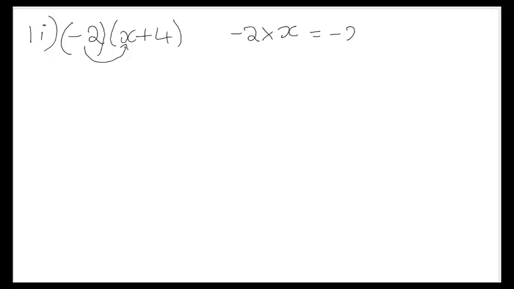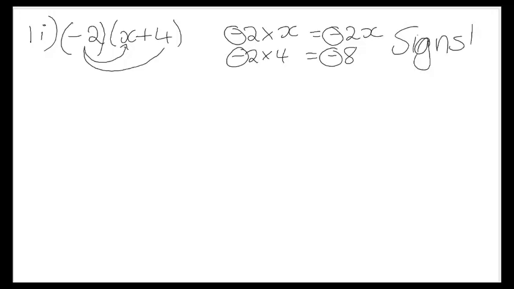Okay, so 1i says negative 2 open bracket x plus 4. So the first thing I do is I'm going to multiply. Remember, I'm multiplying the entire negative 2 times the first one. So in my thinking portion, I'm going to say minus 2 times x equals minus 2x. And then my second one is going to be that minus 2 times 4 equals minus 8. Remember your signs. It is very important that you don't forget your signs. Signs are very, very important. Don't forget your signs. So my answer here is going to be minus 2x minus 8. Final answer.